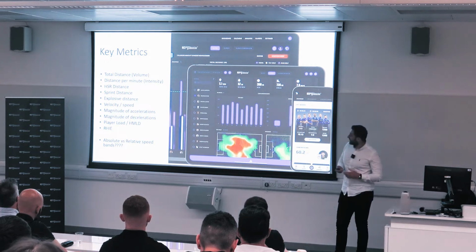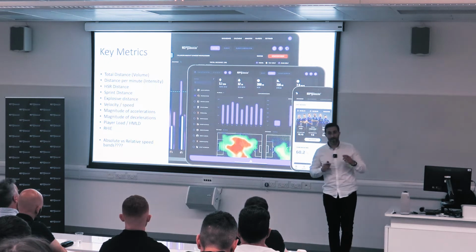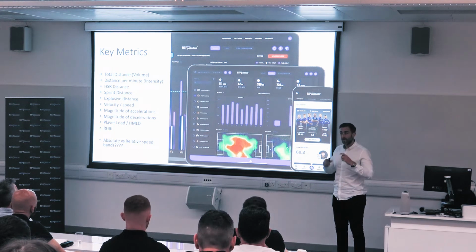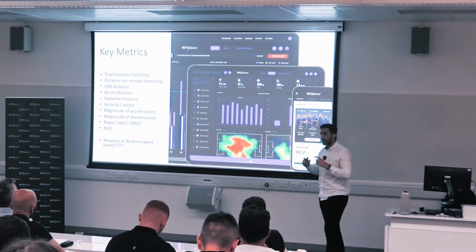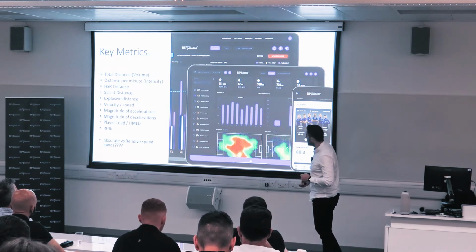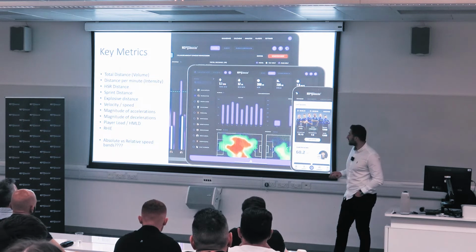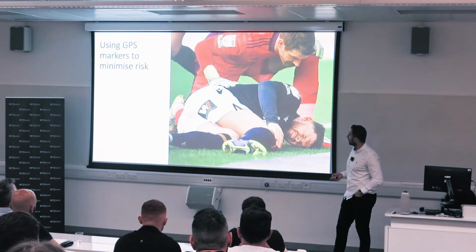Also, just within the data you're collecting is how you're setting out your GPS thresholds. So are you collecting absolute metrics on your speed bands, or are you collecting relative to the individual? So that's something to be factored in. At the moment, we tend to use relative speed bands just to make the whole process a little bit more individualised within our squad.